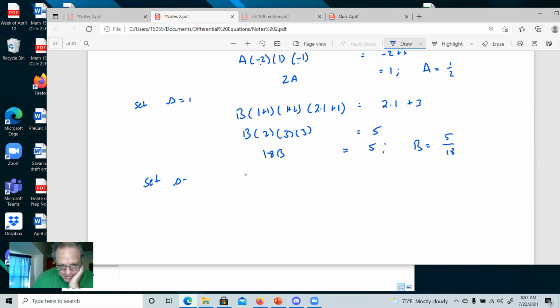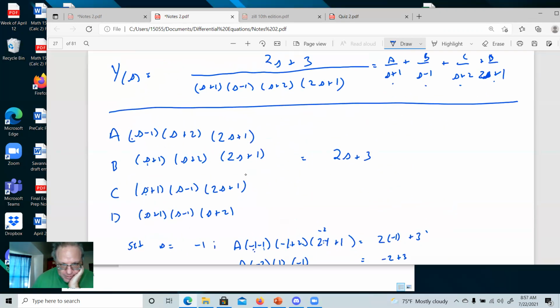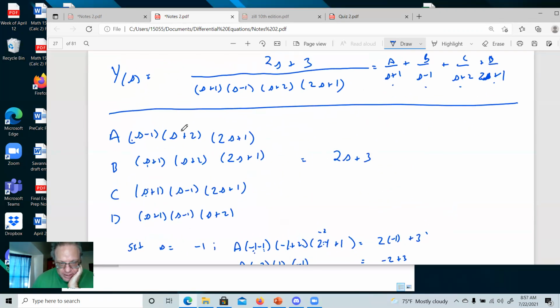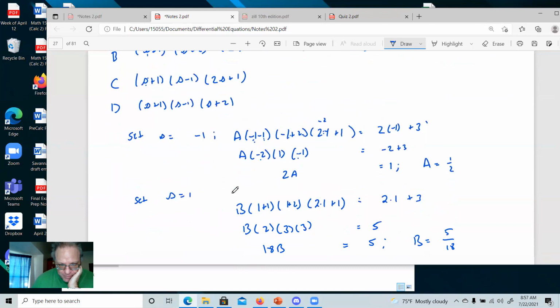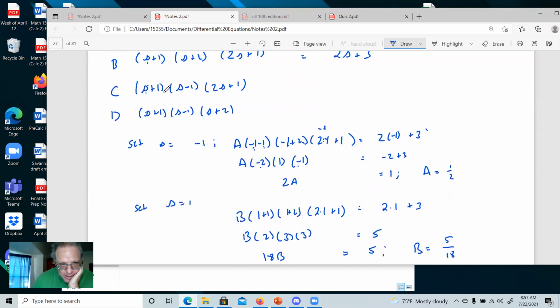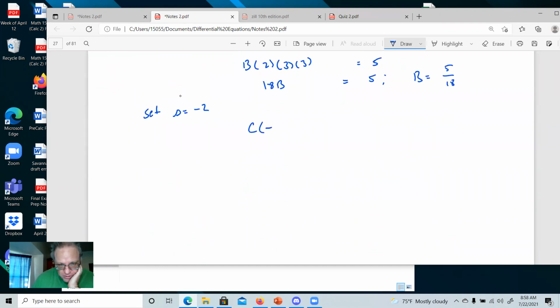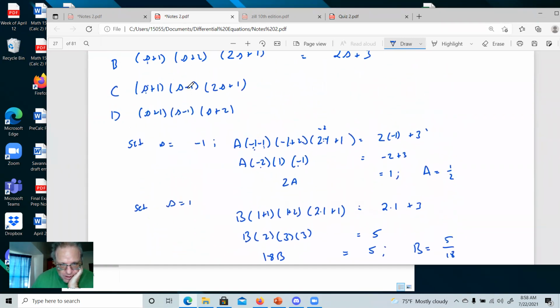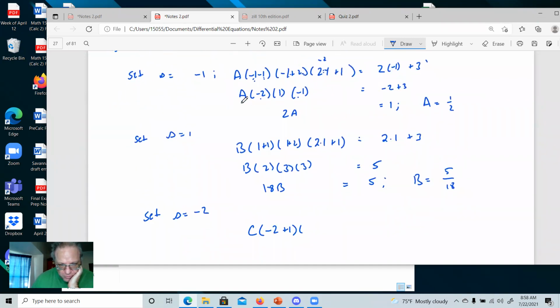Set s is equal to, looks like -2, the next one, right? That'll cross out a, b, and d. Okay, so let's set s equal to -2. So we're going to have c, right? So -2 plus 1, right? -2 minus 1.